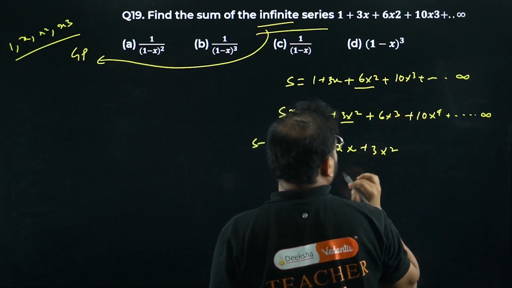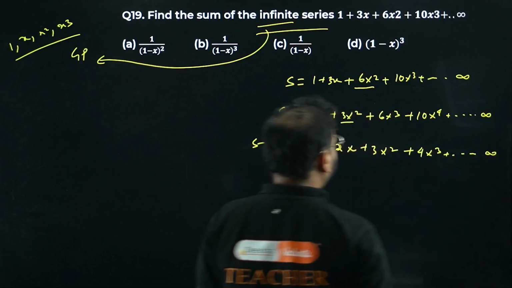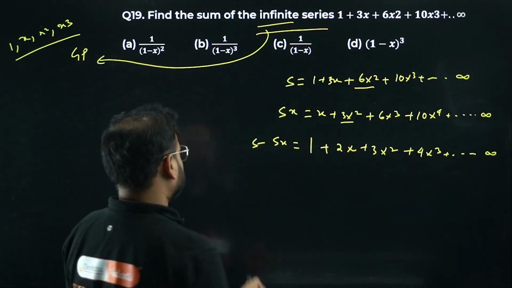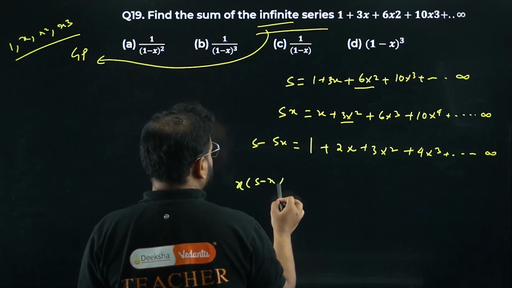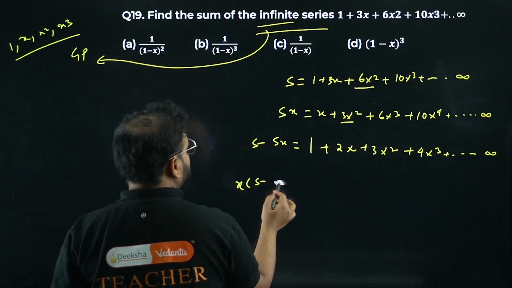10x cube minus 6x cube will become 4x cube, so on till infinity. Okay, chaliye. Now what we're gonna do? Well, let's multiply this with x actually. So I multiply this with x, I get x times of s. Okay, I want sx only. Please check. Basically, I'm doing step by step.